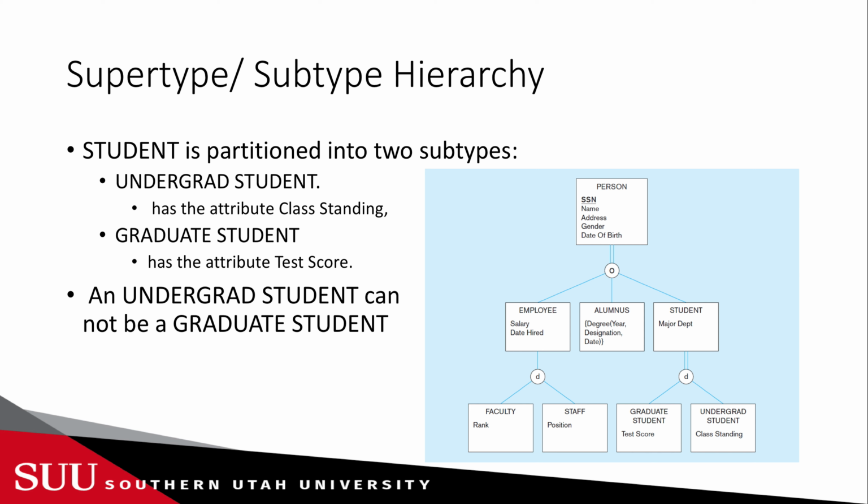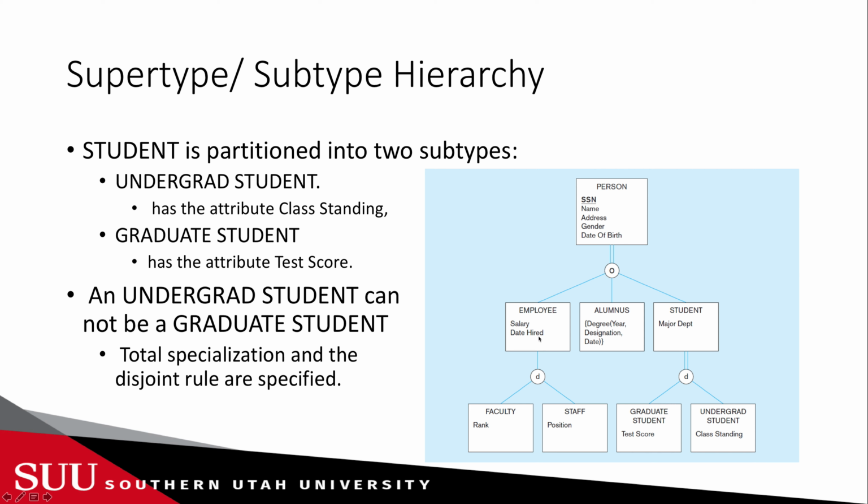And this is the total specialization rule and the disjoint rule tells me it's not just the case that an undergraduate cannot be a graduate, but we cannot have something that's just a student. It has to be either a graduate student or undergraduate student, and it cannot be both at the same time. So the difference between this part of the ERD and this part of the ERD is the double line here and the single line here.